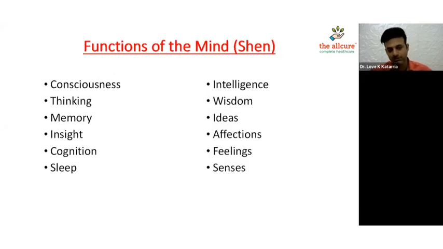So let's come to the functions. So the functions of mind are consciousness, thinking, memory, insight, cognition, sleep, intelligence, wisdom, ideas, affections, feelings, and senses. So this is such a big list of what the mind performs, and we'll go one by one.